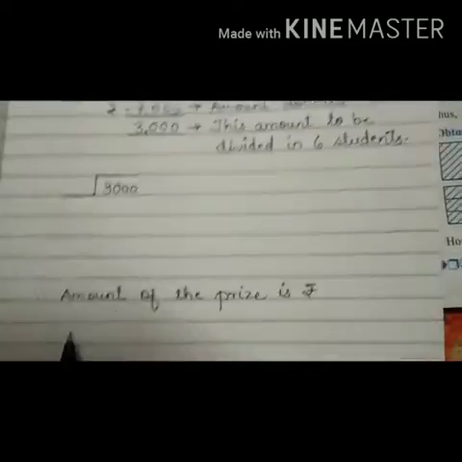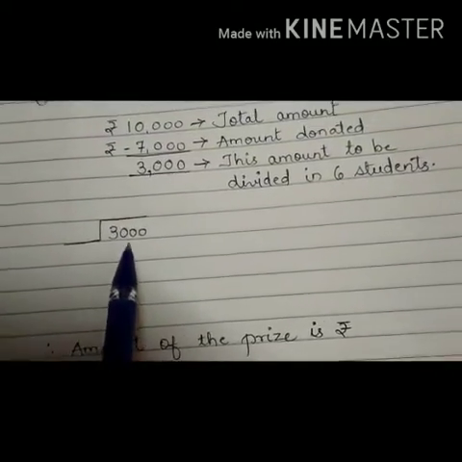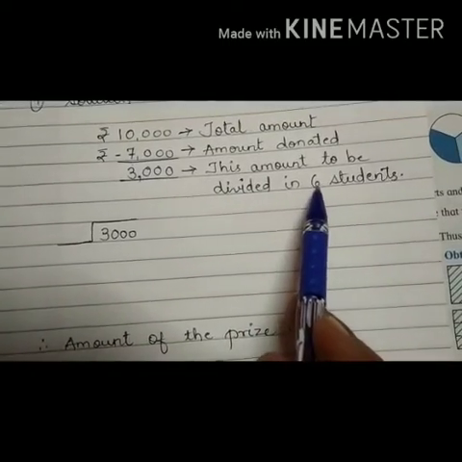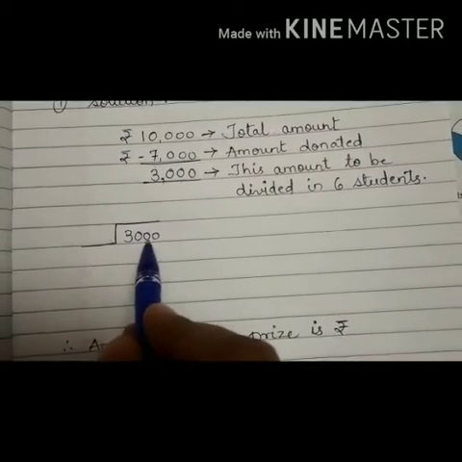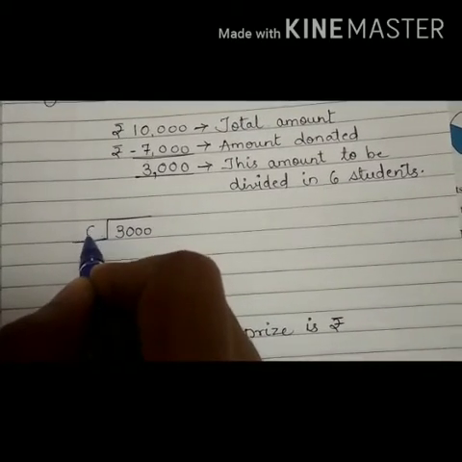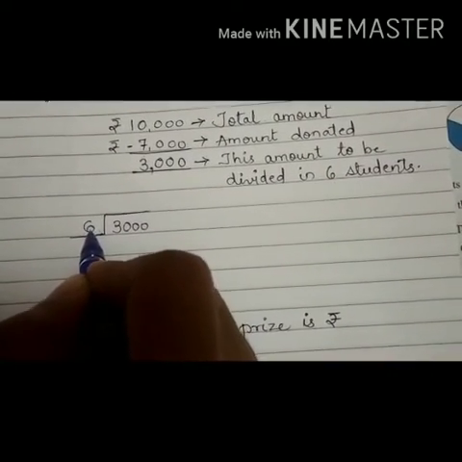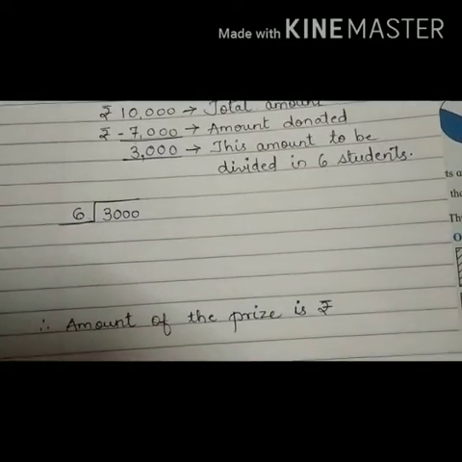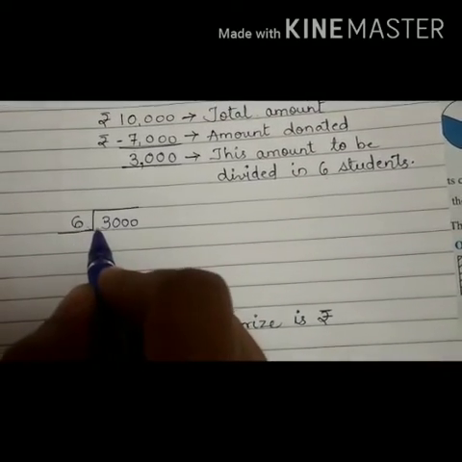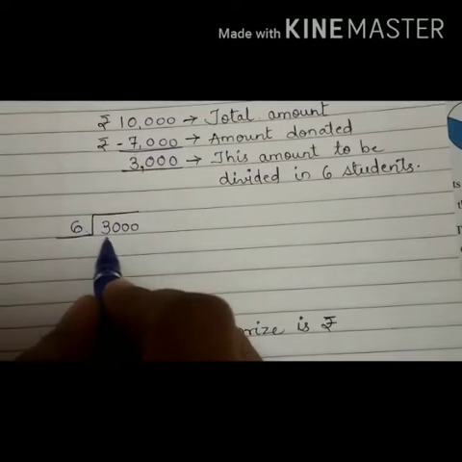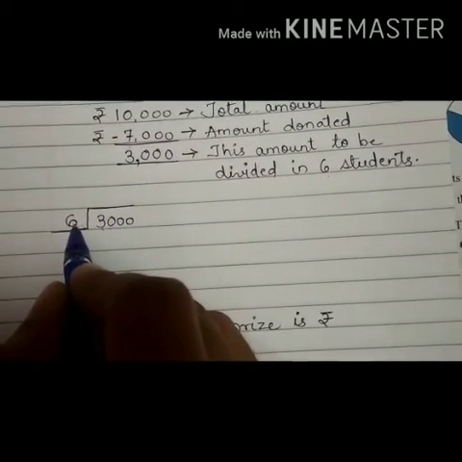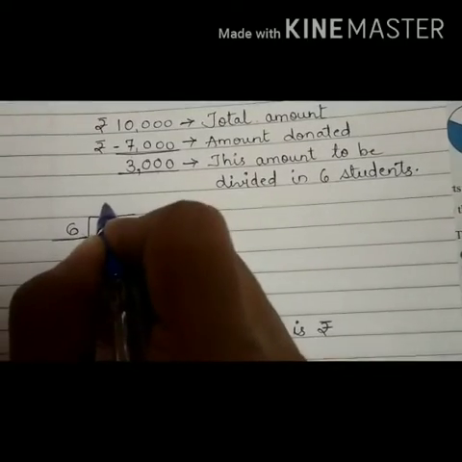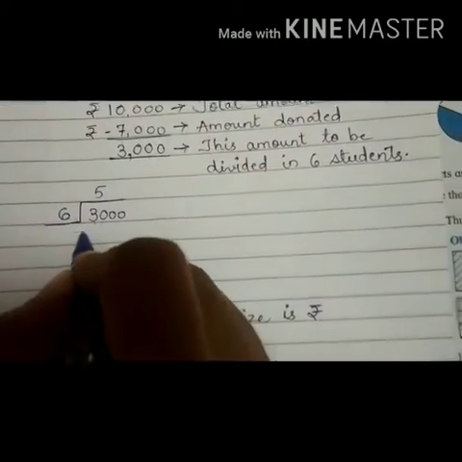So now we have to divide. This 3,000 we have to divide among how many students? 6 students. So let's divide. 3,000 I have already written, and we are supposed to divide among 6 students. Now what is the amount we have to find out? Let's start. 3 is smaller than 6, so you will take 2 numbers. Does 30 go in the table of 6? Yes, 6 5s are 30.